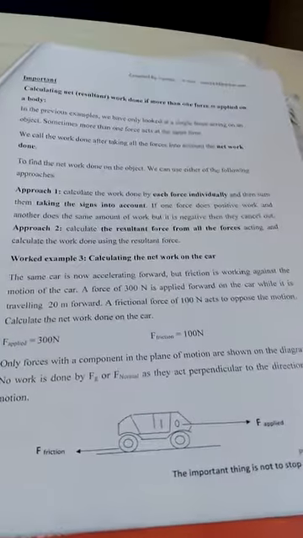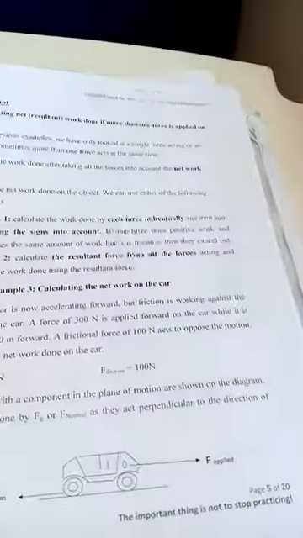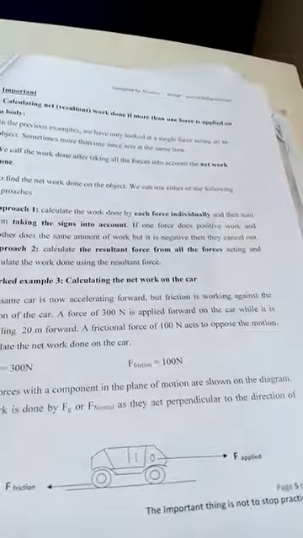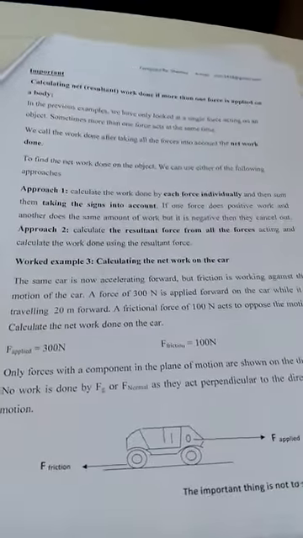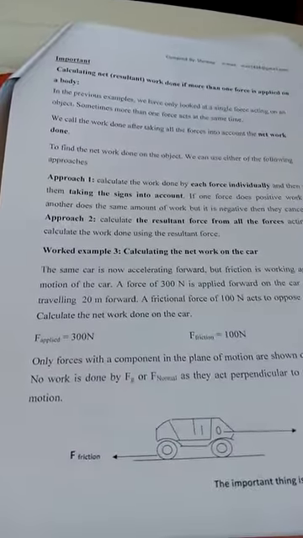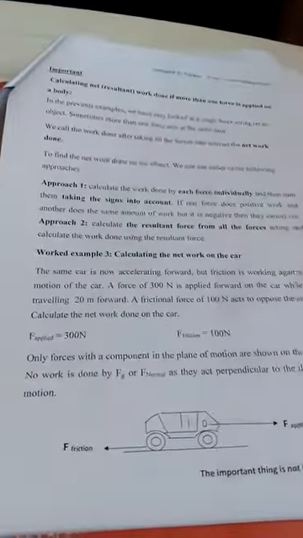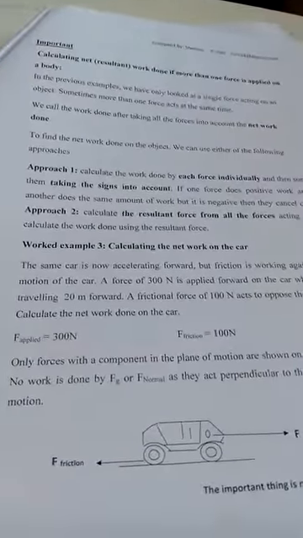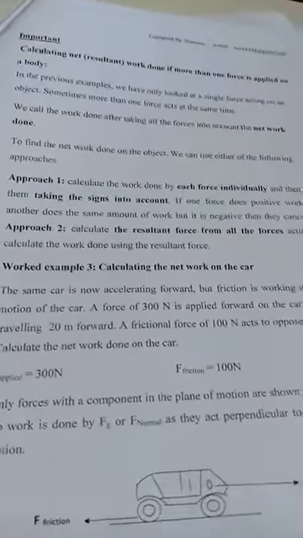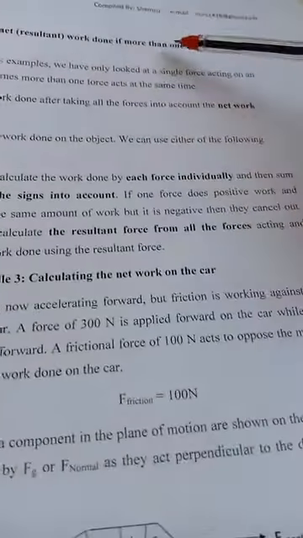Let us continue today on the other concept, which is calculating the net or resultant work done. If the force and the direction of the motion are in the same direction, we have said it is positive. If the other way, negative. So what will happen if we have a number of forces on a body? How do we calculate the net work or the resultant work?